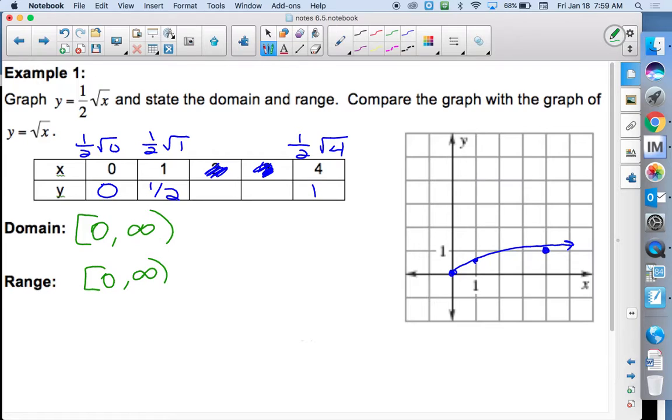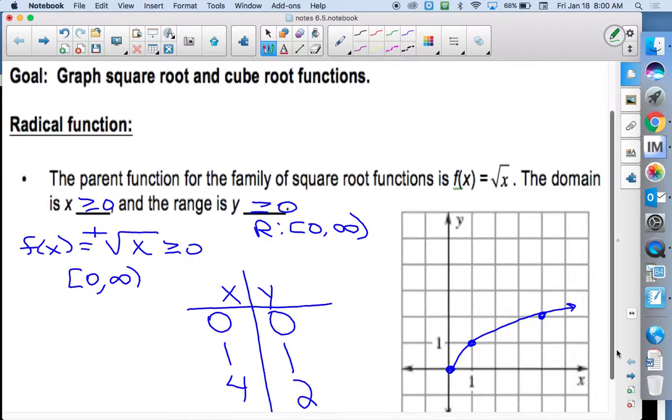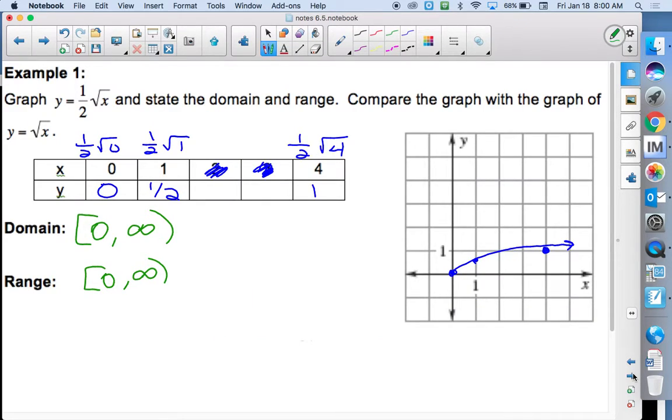The second part says compare the graph with the graph of the square root of x. So if you look above, here's the graph of the square root of x. Here's the graph with the 1/2 in front of it. What could you say the difference was? What's the difference between the two? I mean, the shape's pretty much the same, but what would be the difference? Connor? Yeah, the steepness. So the other one is steeper than this one.